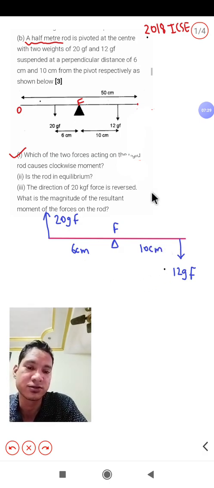Obviously now this rod will rotate in a clockwise sense. Now this is not in equilibrium, so we need to calculate the resultant moment. Earlier the resultant moment was 0, it was in balance condition. Now it is not in balance condition because it will rotate now. So let's calculate the total moment.